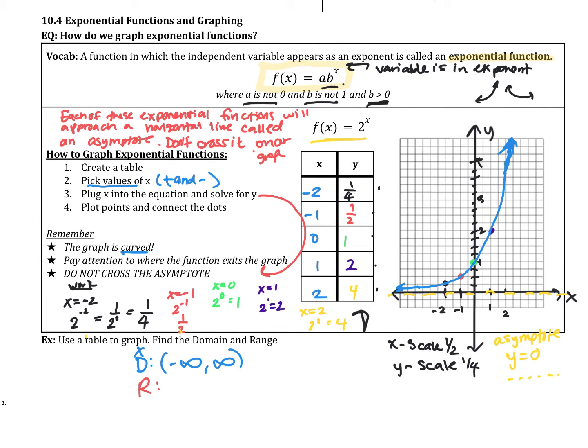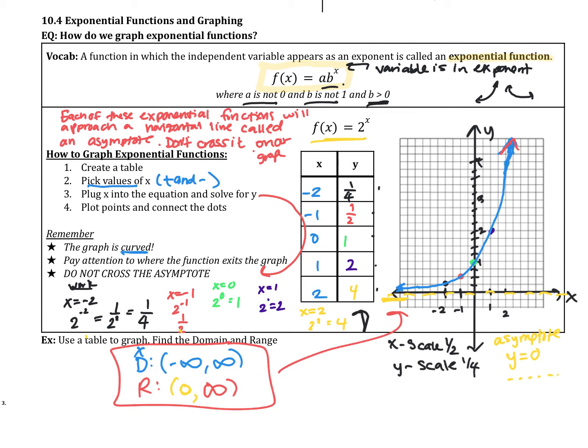Now, what about the range? It's not going down forever, because keep in mind what's happening at our horizontal asymptote. So it's going down to 0, and it's never actually getting to 0, which is why we're going to have parentheses with that 0. Then on the upper end, it's going up forever, so it's going up to infinity. So here is our domain and our range for the function that we just graphed.